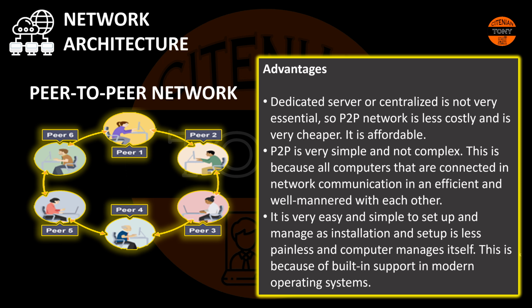Advantages. A dedicated or centralized server is not essential, so a P2P network is less costly and very cheap. It is affordable. P2P is very simple and not complex. This is because all computers connected in the network communicate efficiently and in a well-mannered way with each other. It is very easy and simple to set up and manage, as installation and setup is painless and the computer manages itself. This is because of built-in support in modern operating systems.